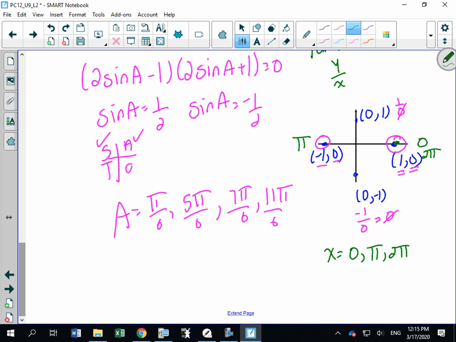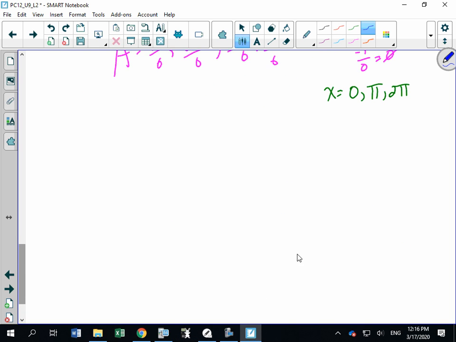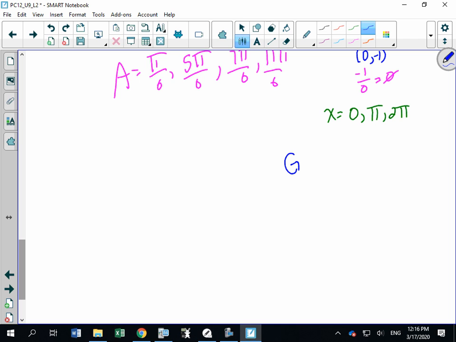Now, if I said, well, what would the general solution for this be? Every time you add pi, you're going to have a solution, right? Add or subtract pi. So what the general solution would be, how we would write that, general solution is just pi n, and n belongs to the set of integers.